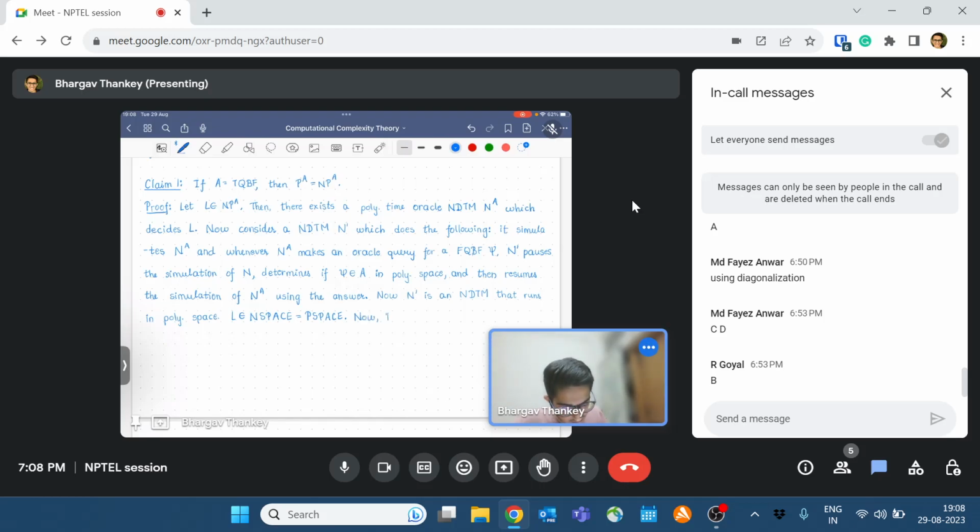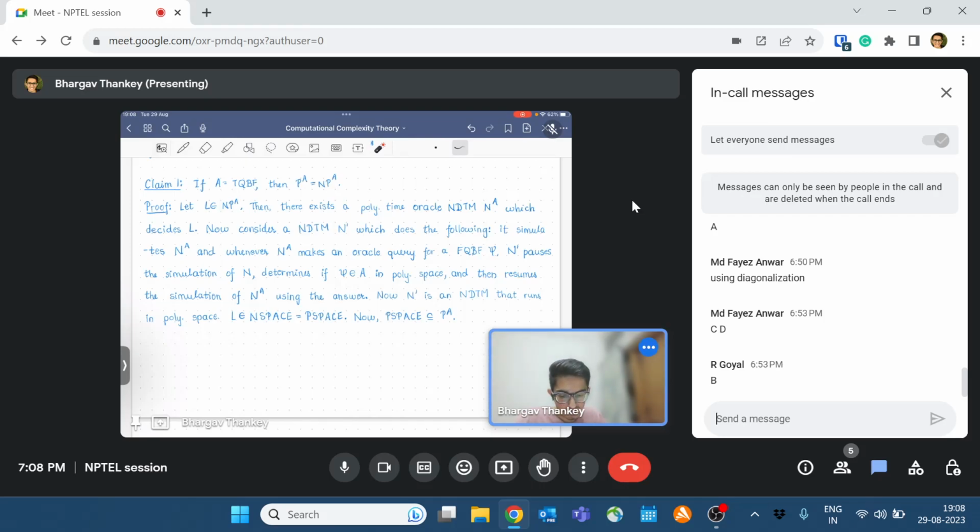Now PSPACE is contained in P to the A. So is it clear why this is true? Yeah, because if I take any language in PSPACE, it reduces to TQBF. So if I can somehow solve TQBF using P to the A, I'm done. All any Turing machine has to do is simply query A on its input and it's done.